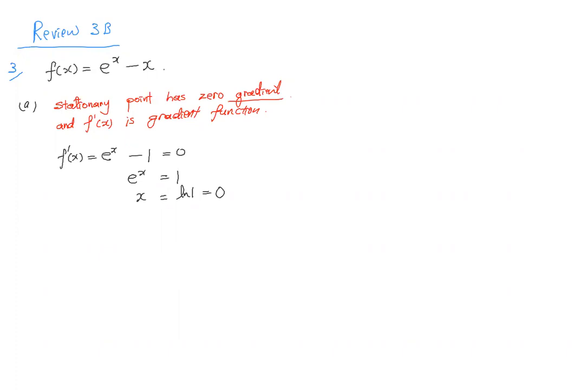So now I want to find the y coordinate, correct? So I put f(0). So it will be e to the power 0 minus 0, so equal to 1. Right? So now I know the coordinate of the stationary point. That is (0, 1). So if I want to classify it, what does that mean?